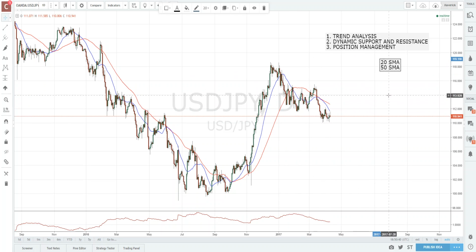So the 20 SMA is going to be more of our short-term moving average. It's going to track short-term movements for intraday and swing traders. And then you've got the 50 period SMA, which is going to be more of an intermediate term moving average for more swing traders and position traders, and it's not going to react as quickly to price as the 20 SMA.